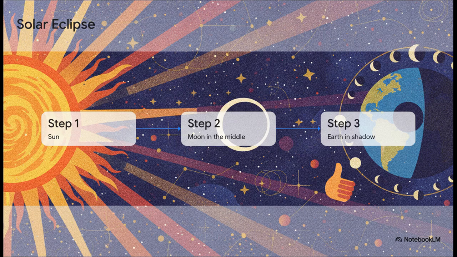Imagine closing one eye and holding your thumb up to block out a friend standing all the way across the room. Your thumb is tiny, but because it's so close to your eye, it easily covers a much larger object far away. The moon is doing the exact same thing to the sun.